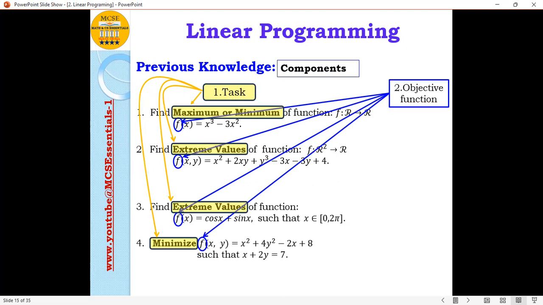Now, the next component is a very important component, that is the variables involved in the function: an independent variable, or two independent variables, or there may be a case in which more than two variables are involved.